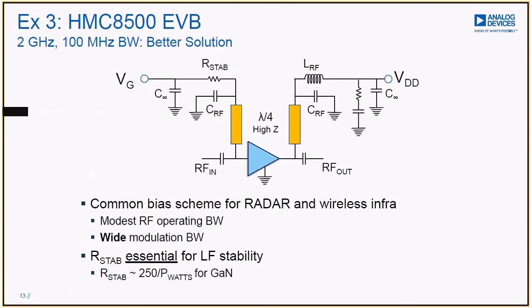And if you think about what's the video bandwidth, what's the envelope bandwidth that this circuit can accommodate, it can be very, very wide. We're really not counting on that LRF to provide the isolation. We get that through the quarter wave stub and the bypass capacitor. So LRF doesn't need to be a very large value. So this circuit can support very wide modulation bandwidths over modest RF bandwidths.